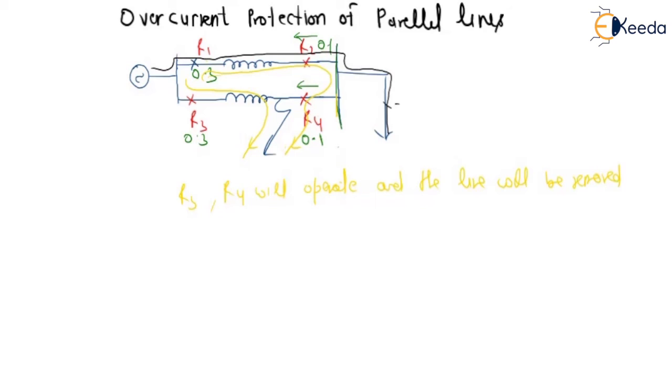So first, which will operate? R3 will operate or R4 will operate? So first R4 will operate, then R3, because R4 has a lower time multiplier setting than R3. So this is all about the overcurrent protection of parallel lines. Thank you.